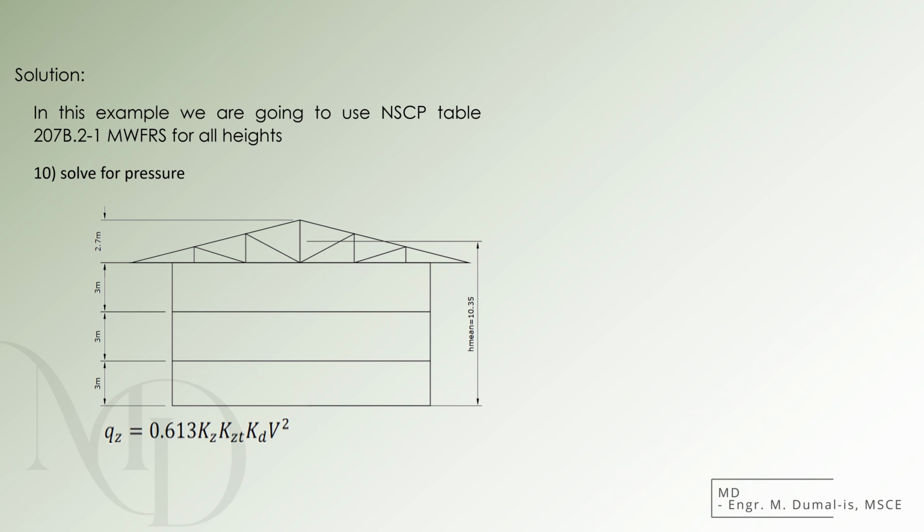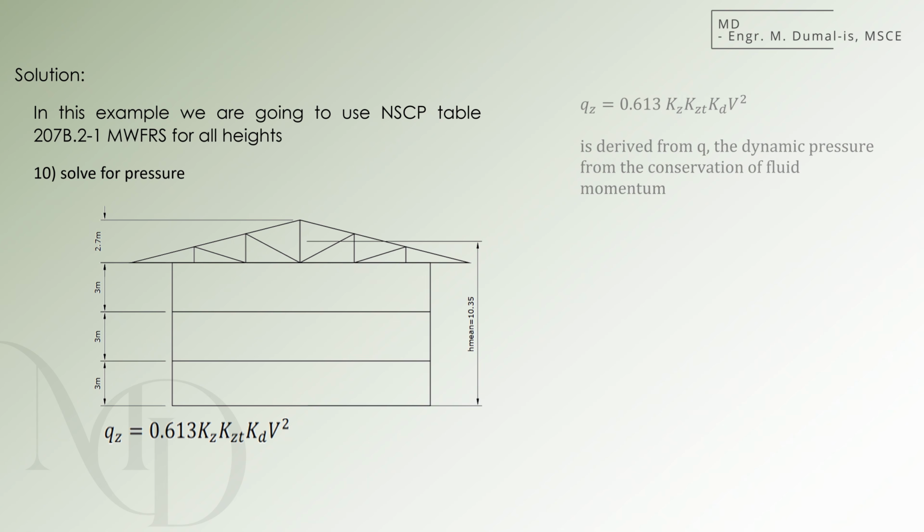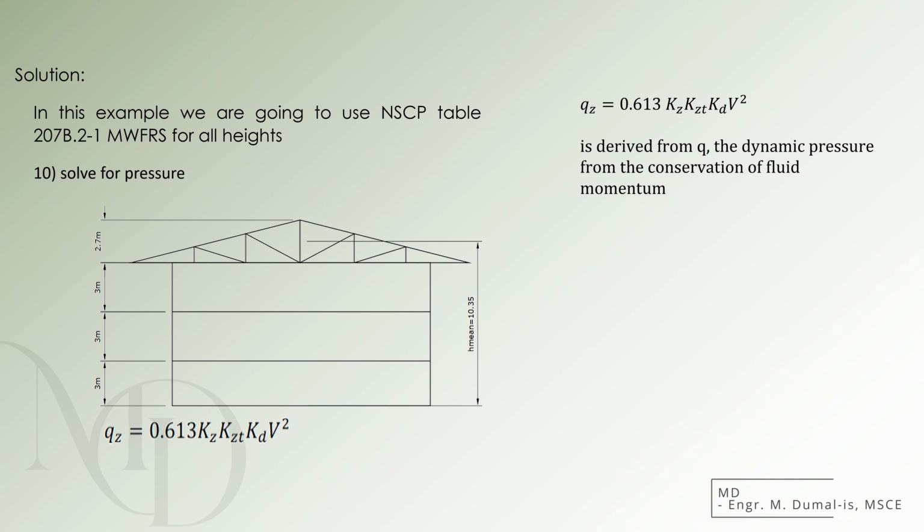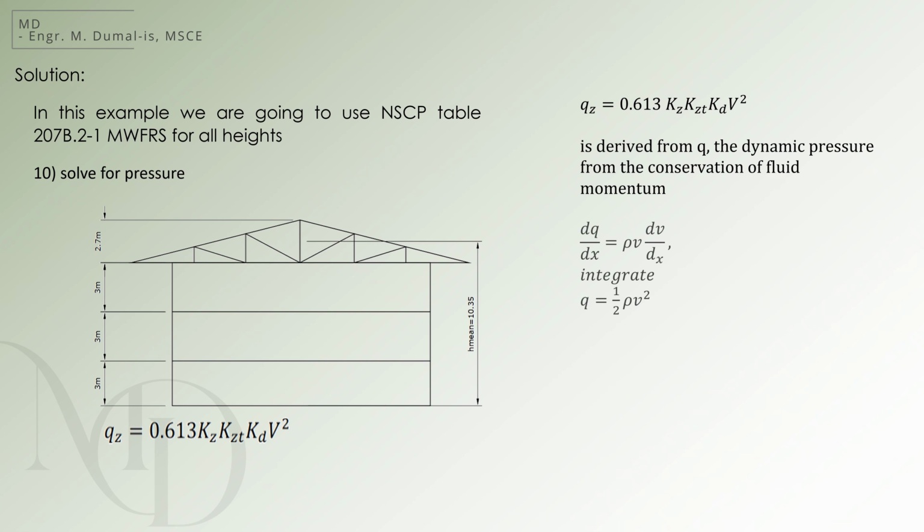The basic expression we use is Q sub Z equals 0.613 times the directionality coefficient, topographic effect factor, and velocity pressure coefficient, times V squared. The term Q sub Z is derived from the dynamic pressure Q, which itself comes from the conservation of fluid momentum. The simplified differential form for steady inviscid flow along a streamline is dq over dx equals rho v times dv over dx. Integrating that relation along a streamline leads to Bernoulli's form, which gives the pressure-velocity relationship, leading to the dynamic pressure Q as 1/2 rho v squared.